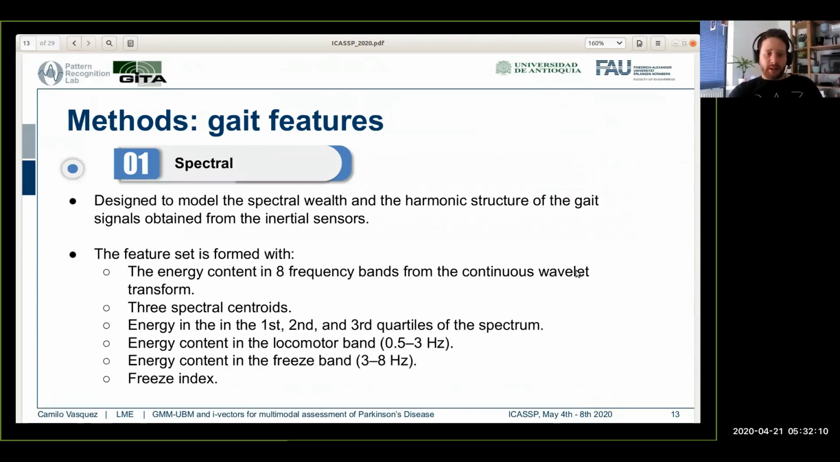Now, regarding gait analysis, we compute two different feature sets. The first one corresponds to spectral features designed to model the spectral and the harmonic structure of the gait signals obtained from inertial sensors. First, we compute the continuous wavelet transform from the acceleration signals. Then, our feature set is formed with the energy content in 8 frequency bands from the scalogram, 3 spectral centroids, the energy in the first, second, and third quartiles of the spectrum, the energy content in the locomotor band, in the freeze band, and the freeze index, which is the ratio between the energy in the locomotor and freeze band, and it's related to the presence of freezing of gait episodes in Parkinson's disease.